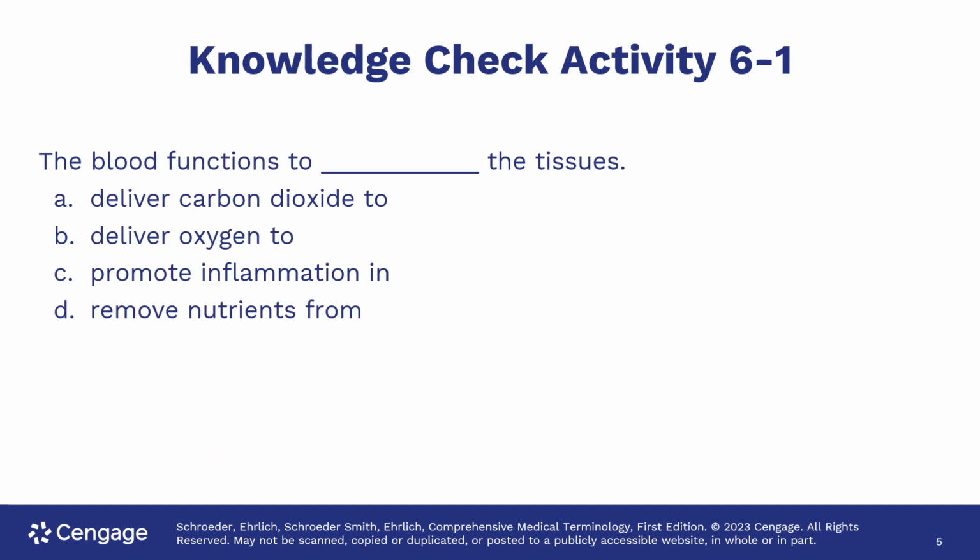What does the blood do? Deliver carbon dioxide, oxygen, promote inflammation, remove nutrients? Let's think about this. Does it deliver CO2? No, but it removes it and it takes it to the lungs to get rid of it. Does it deliver oxygen? Why, yes, it does. Does it promote inflammation? Why would it do that? Does it remove nutrients? That's the opposite of what it does.